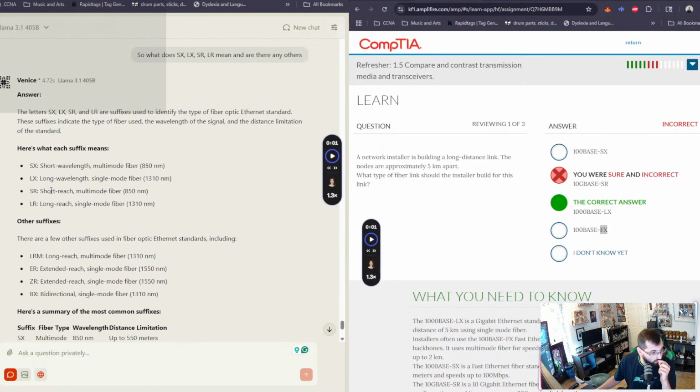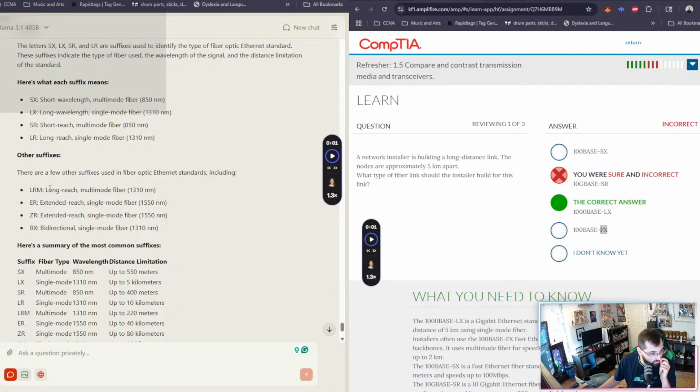Here's what each suffix means. Other suffixes. We have LRM, long range multi-mode. ER, extended range single mode. Jesus Christ, single mode can already go crazy far in its ranges. Okay. ZR, Jesus, extended reach single mode.